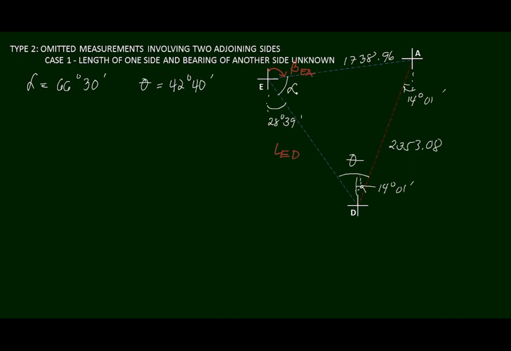So, kung nakuha ko na si alpha, sabi nga natin kanina, to solve for the bearing of EA, that is simply equal to 180 degrees minus 28 degrees 39 minutes minus the value of your alpha, 66 degrees 30 minutes. So, therefore, the bearing of your EA is equal to, kindly double check my answer, 180 minus 28 39 minus 66 30.